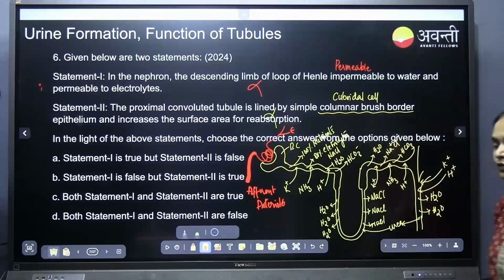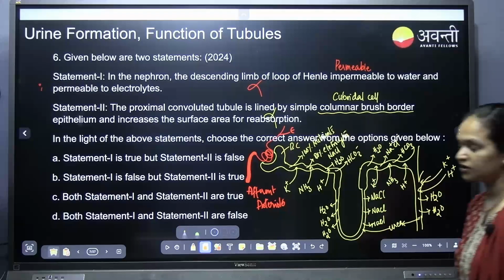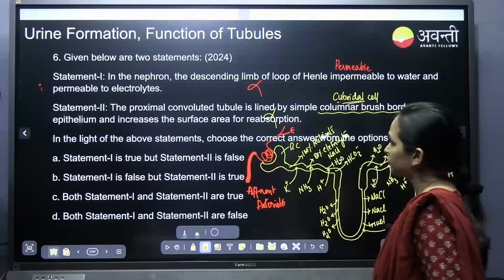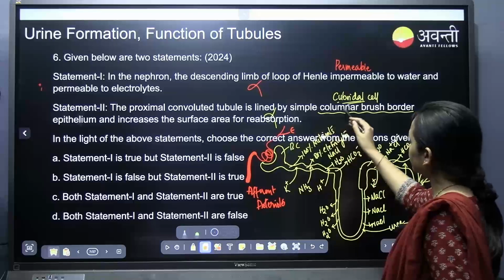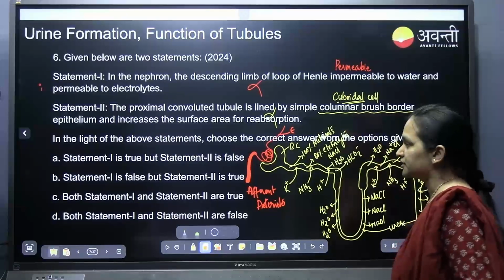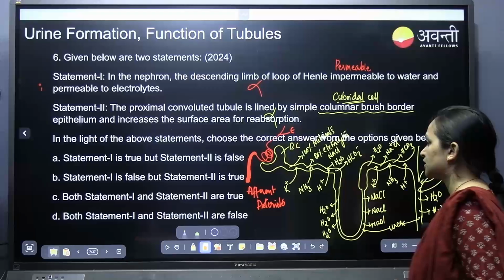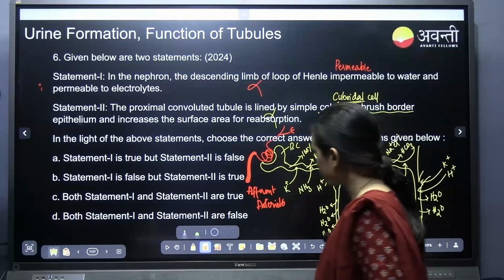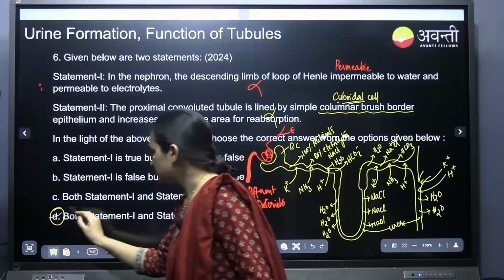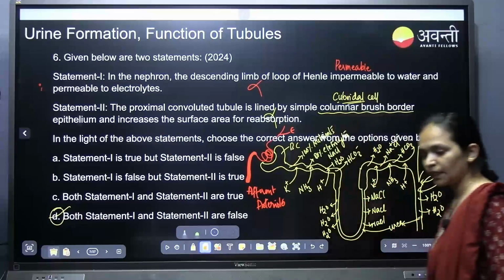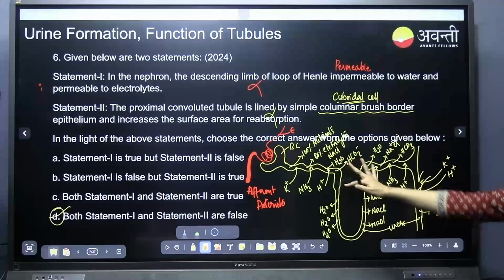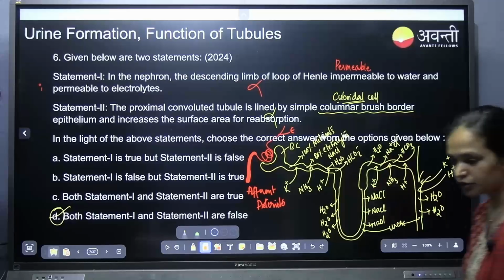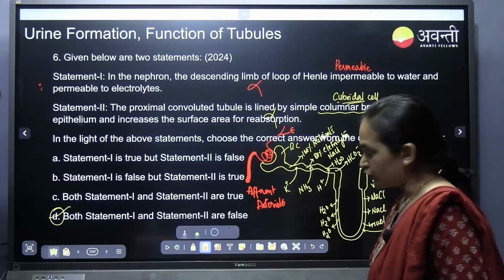This statement you can see in the structural organization lesson. The lining of the nephron is cuboidal cells, not columnar cells. So this statement is also wrong. Statements 1 and 2 are both false, so D is the right answer. Understood? What I explained here is very, very important. Understood, students? You can make a note of it.